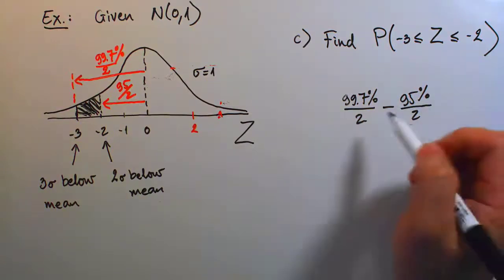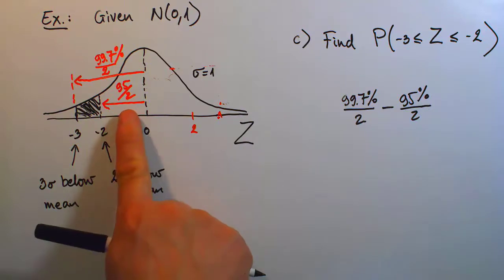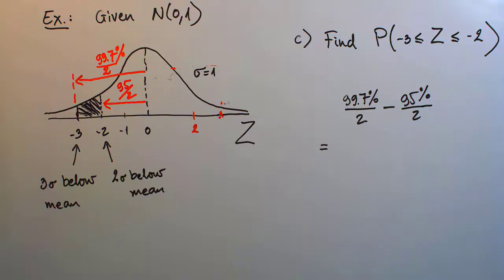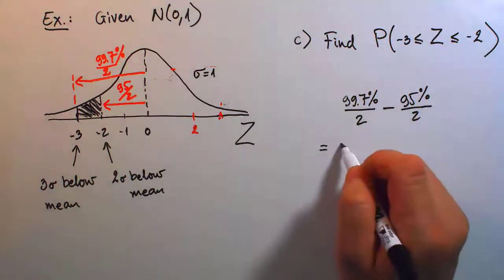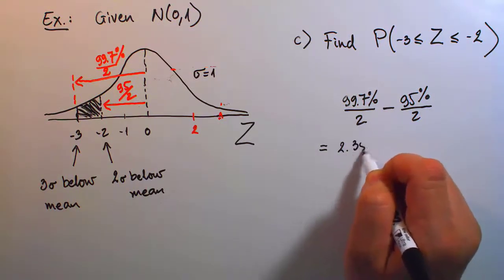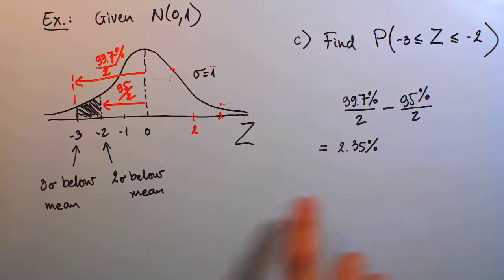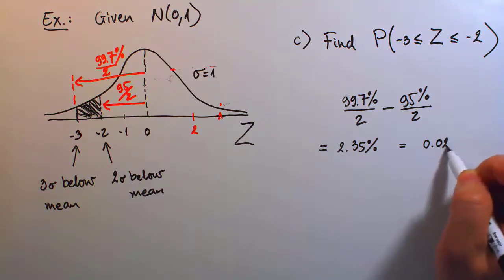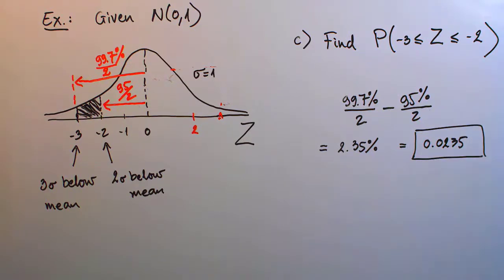And so 99.7 over 2, and take away the empty space being 95% over 2. And now, after the math, my calculation comes out to be 0.35%. And once again, don't forget, when we're formally working with the normal distribution, we start writing our answer as 0.0235 in decimal value. And this is our final answer.